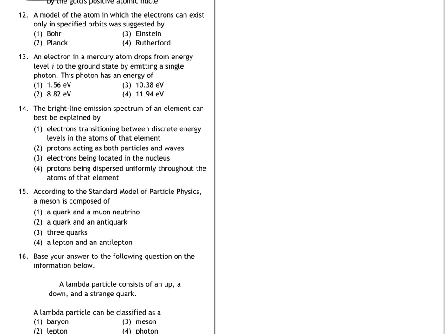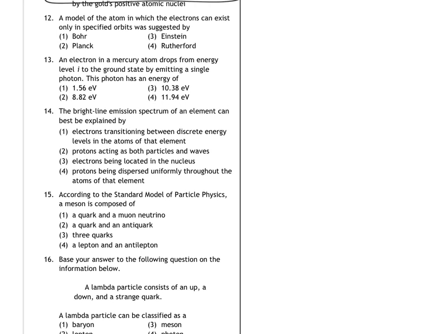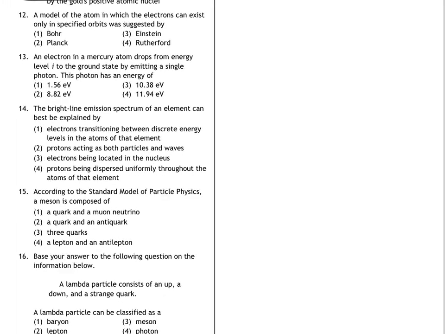For number 12, we have a model of the atom in which the electrons can exist only in specified orbits. The specified orbits thing means that we're talking about the Bohr model of the atom, where the electrons are like planets orbiting around the sun.